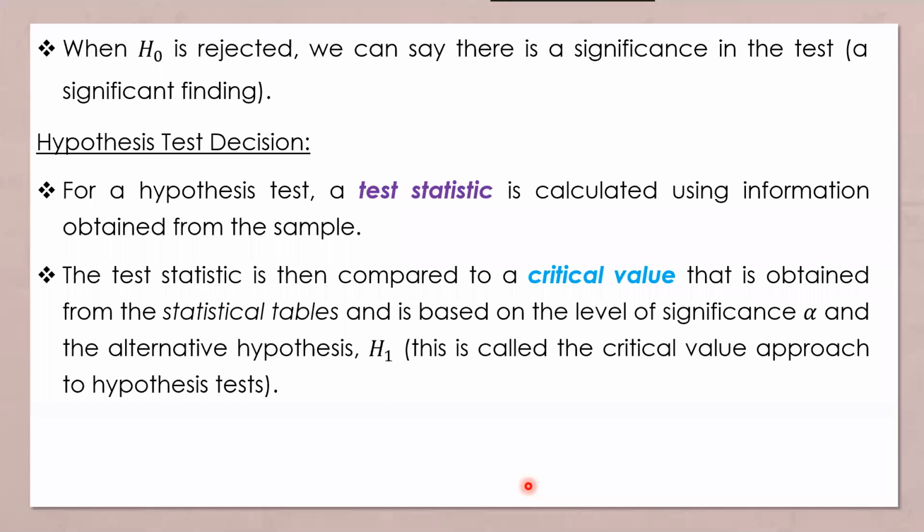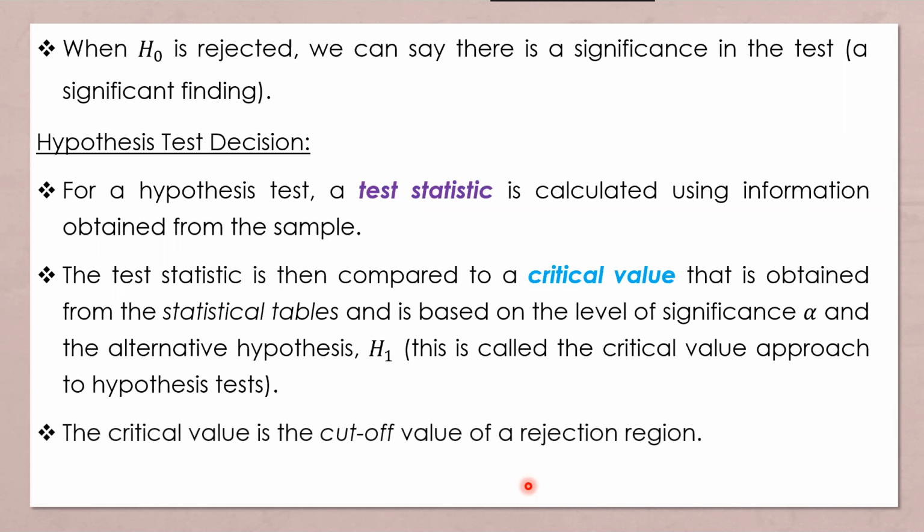This critical value is obtained from our statistical tables and is based on our level of significance alpha, as well as the alternative hypothesis. So this is known as the critical value approach to a hypothesis test. So our critical value is simply the cutoff value of our rejection region, okay?